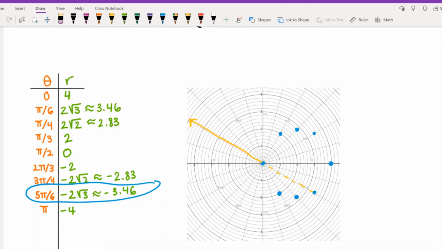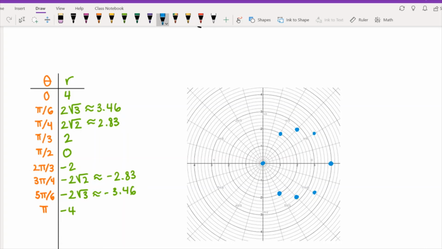And then the last point that we have is at pi, we're supposed to be at -4. So if we go to an angle of pi, that would be here. But -4 means we go in the opposite direction. And so that point we already have. And so that's one thing about polar equations that's different from rectangular equations, is that you get a lot of repeated values. So notice I only went from 0 to pi here. If I had gone from 0 to 2 pi, it would still look the same. We would just keep repeating values.